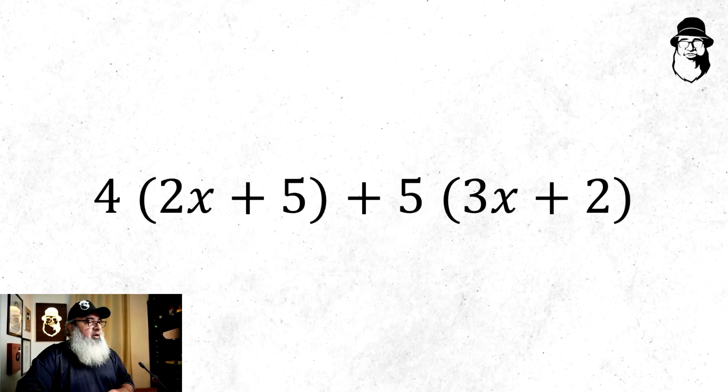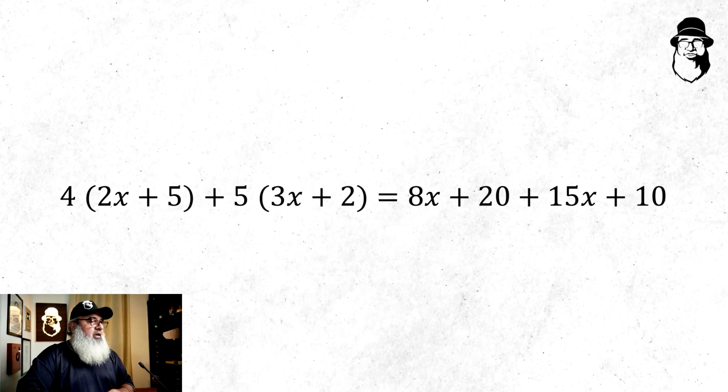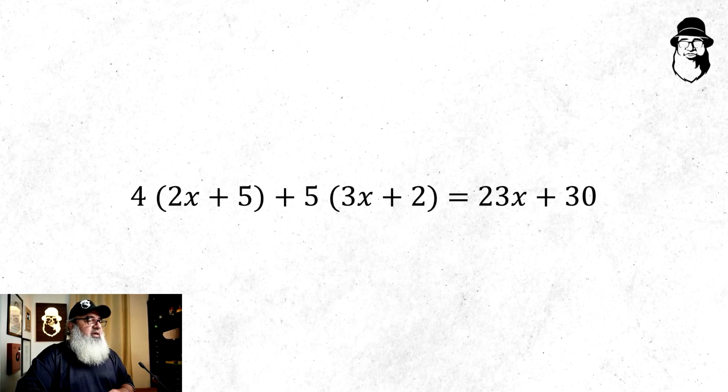Here we expand and simplify. Multiplying the contents of the first bracket by 4 and the second bracket by 5, we get 8x plus 20 plus 15x plus 10, and this simplifies to 23x plus 30, which is the answer.